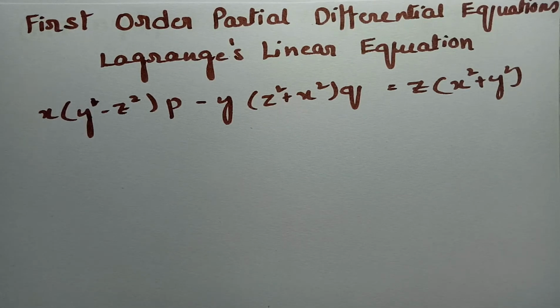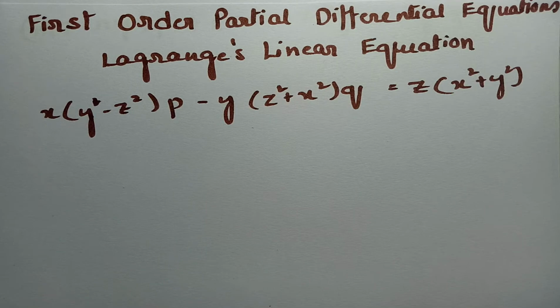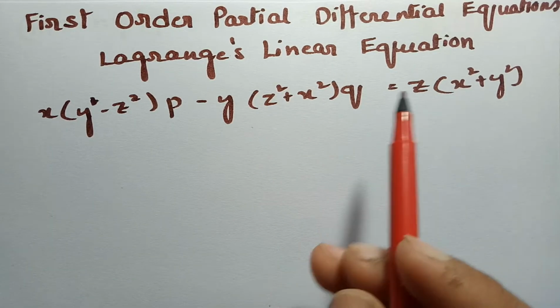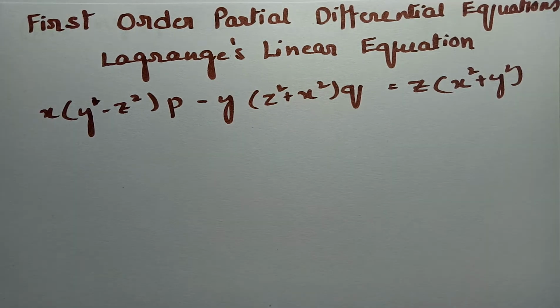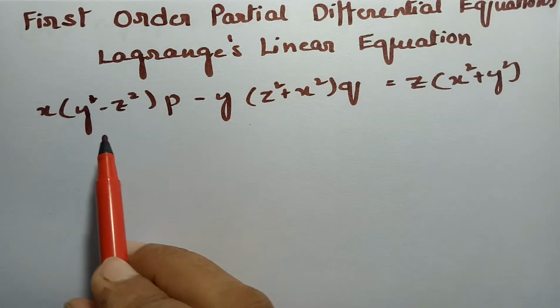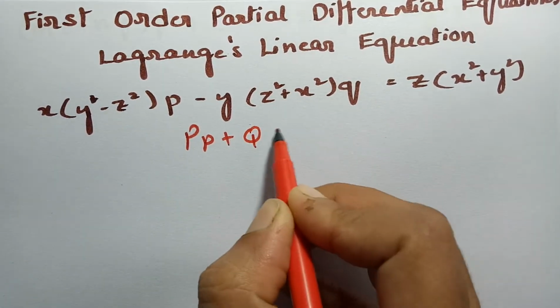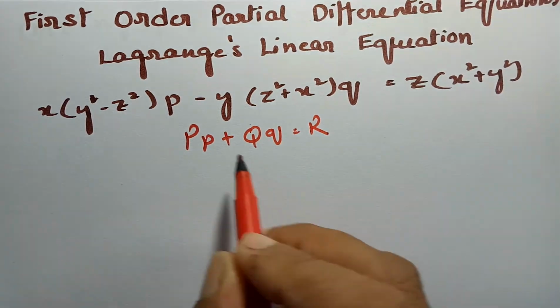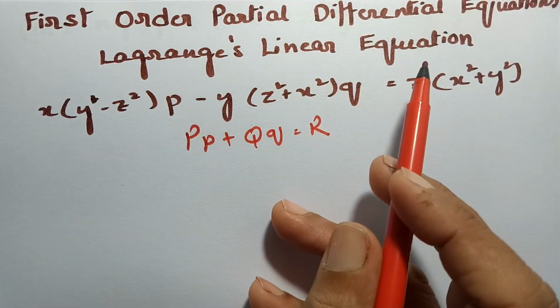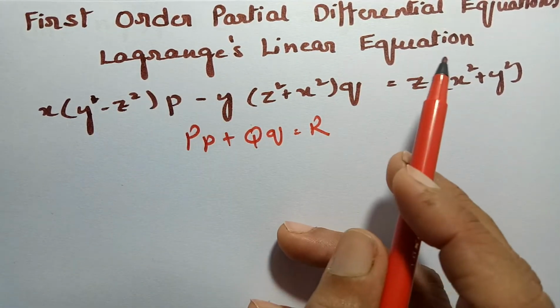Welcome back. As you can see on the screen, we are going to solve a few problems from the previous question papers. Here I have kept some headings or subtitles, but in your question paper there won't be any headings. It should definitely spark in your brain that whenever the question is of the form capital P into small p plus capital Q into small q is equal to R, it is from the Lagrange's linear equations. So there won't be any headings.